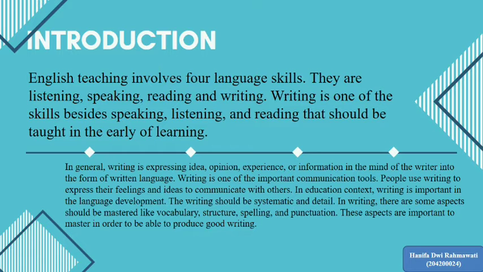Using writing, people express their feelings and ideas to communicate with others. In education context, writing is important in language development. The writing should be systematic and detailed. In writing, there are some aspects that should be mastered like vocabulary, structure, spelling, and punctuation. These aspects are important to master in order to be able to produce good writing.